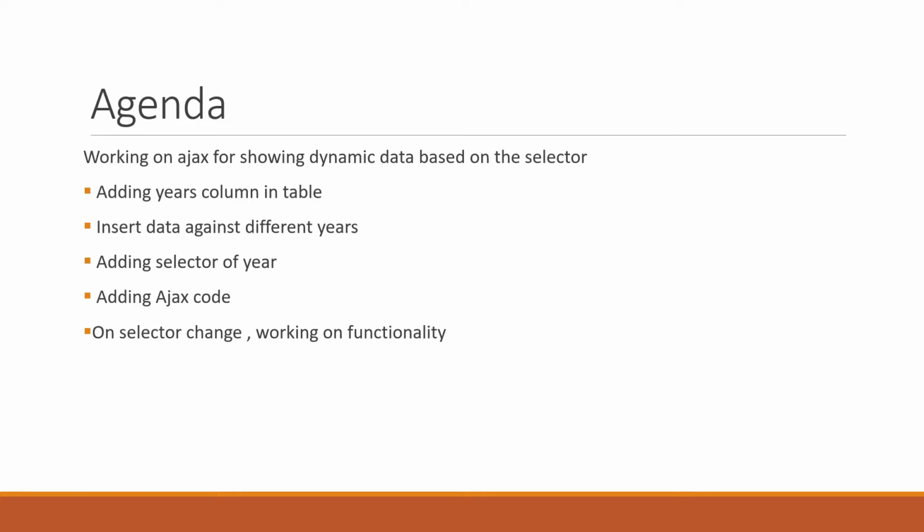After changing the table structure and adding yearly data, we will add a form selector at the top of the graph. Then we will add the code of selector change. After that, we add AJAX code and work on AJAX.